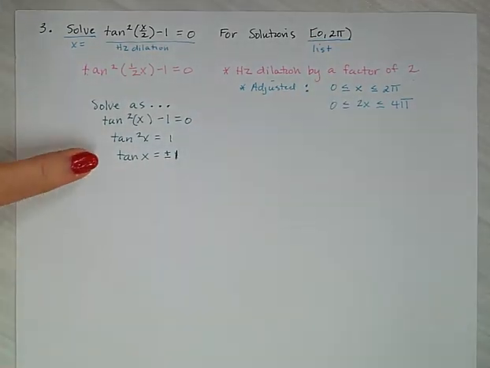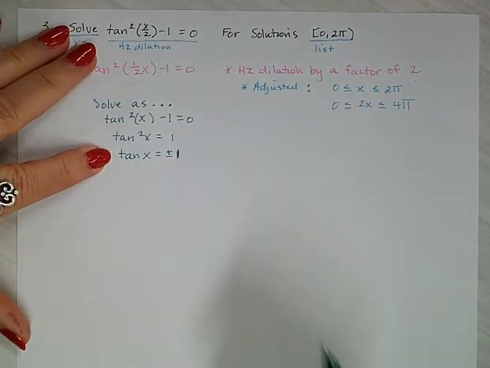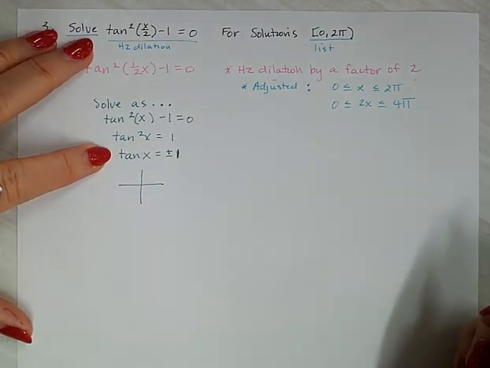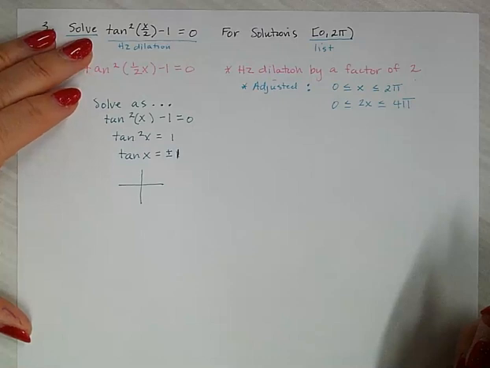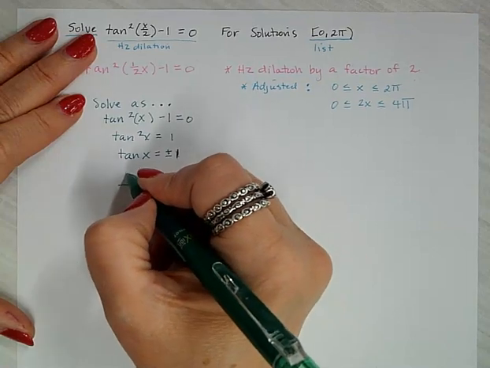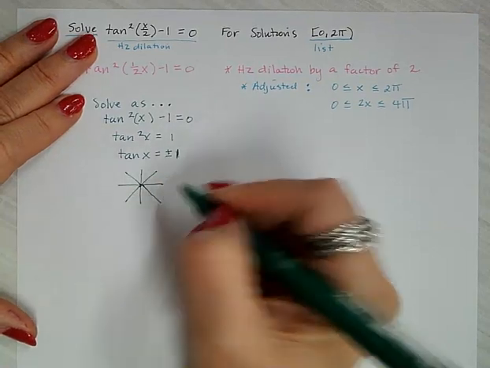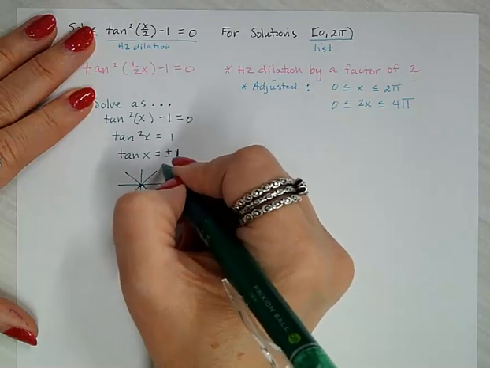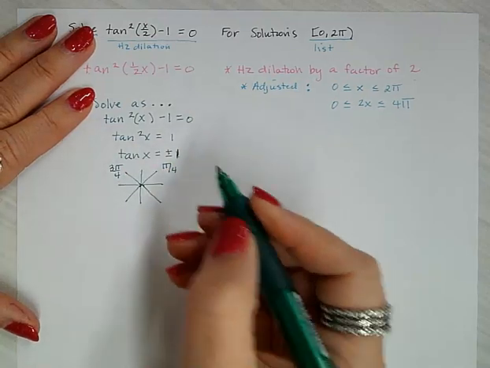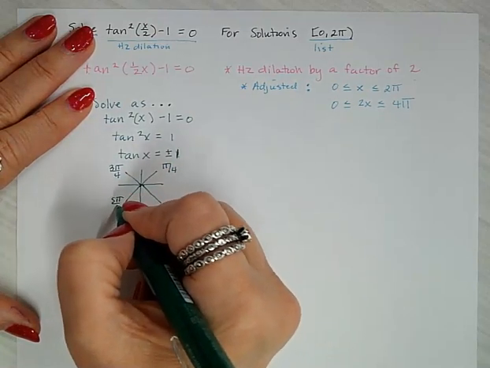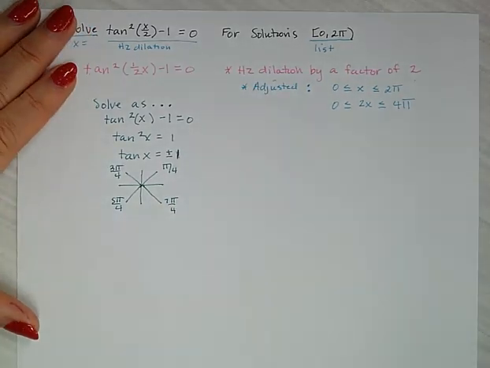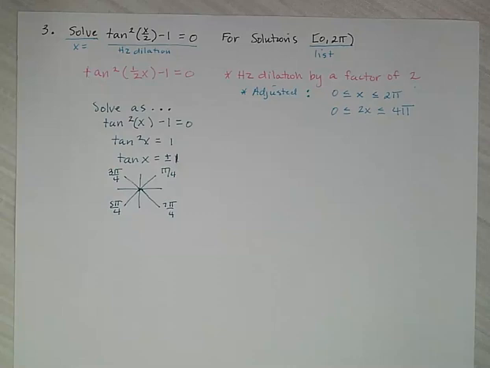And so we know now that positive and negative means that I'm looking for 4 angles. Tangent can be positive in 1 and 3 and negative in 2 and 4. So basically, I have a solution in all 4 quadrants. That's going to be pi over 4 in the first quadrant, 3 pi over 4 in the second quadrant, 5 pi over 4 in the third quadrant, and 7 pi over 4 in the fourth quadrant. So we have 4 possibilities.